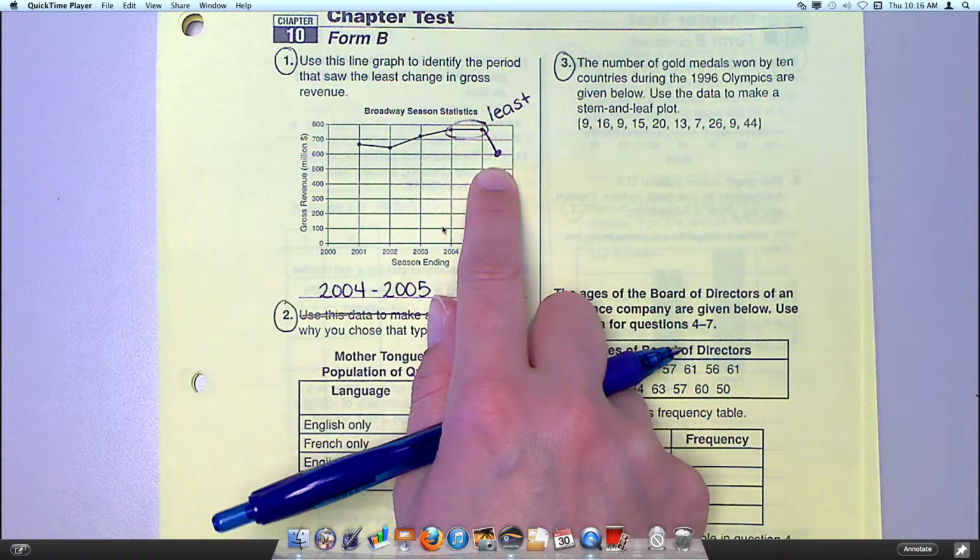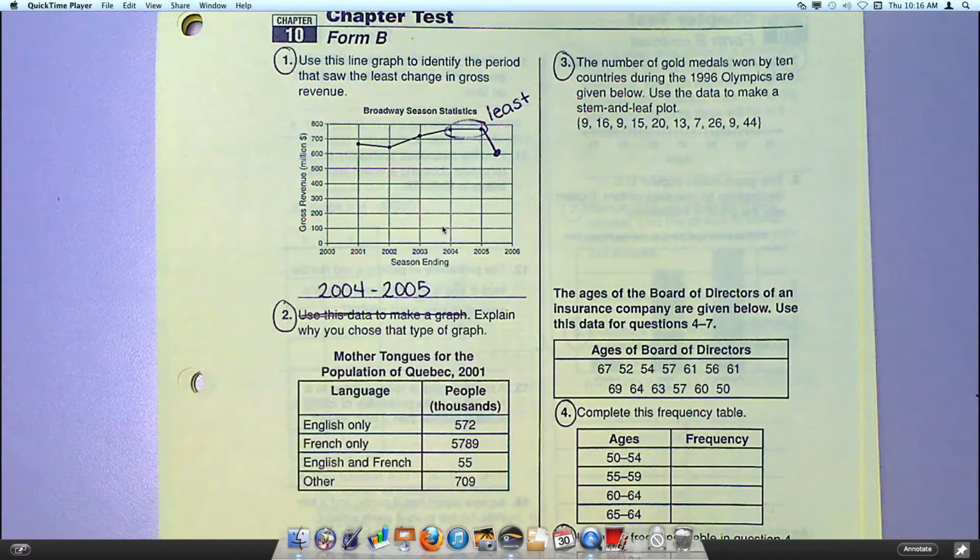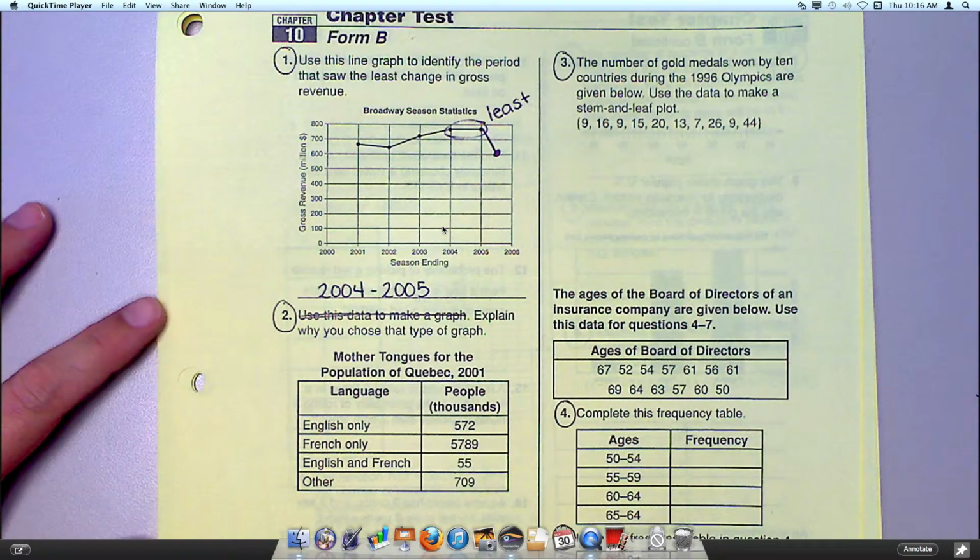Yeah, because this question just asked for the most change. So change could be in a positive direction or a negative direction. Okay? So just make sure that if you're looking for change, it doesn't matter what direction you're going in. But the least change would be your flattest area.